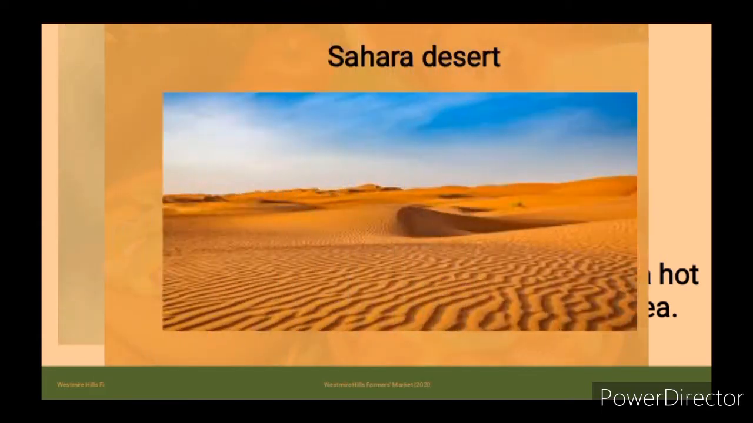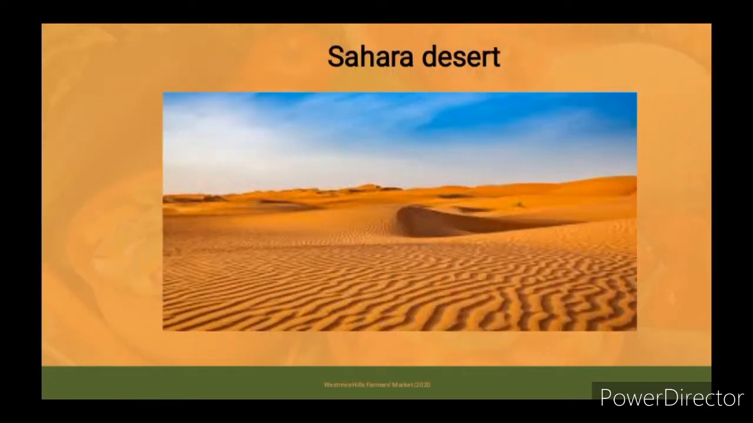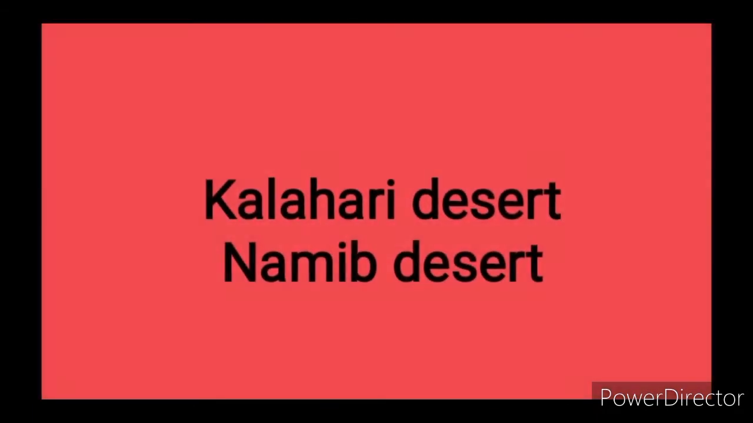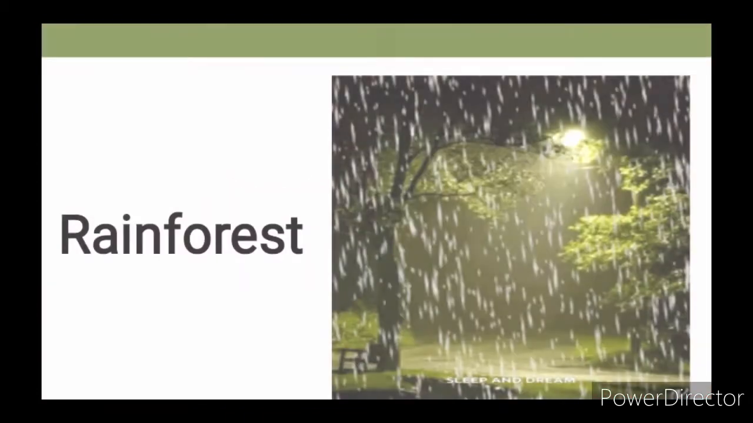Okay, now the biggest and hottest desert in the whole world is the Sahara Desert, and it is found in Africa. Okay, there are other important deserts. There are other deserts in Africa, like the Kalahari Desert and the Namib Desert. So that's about it for desert.